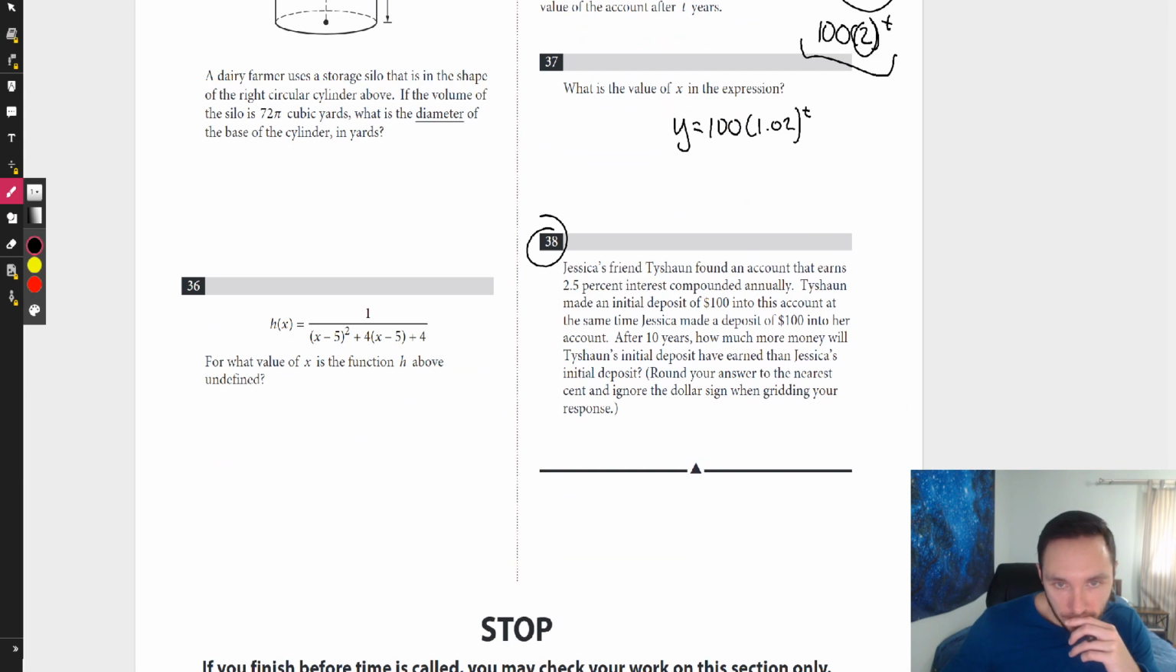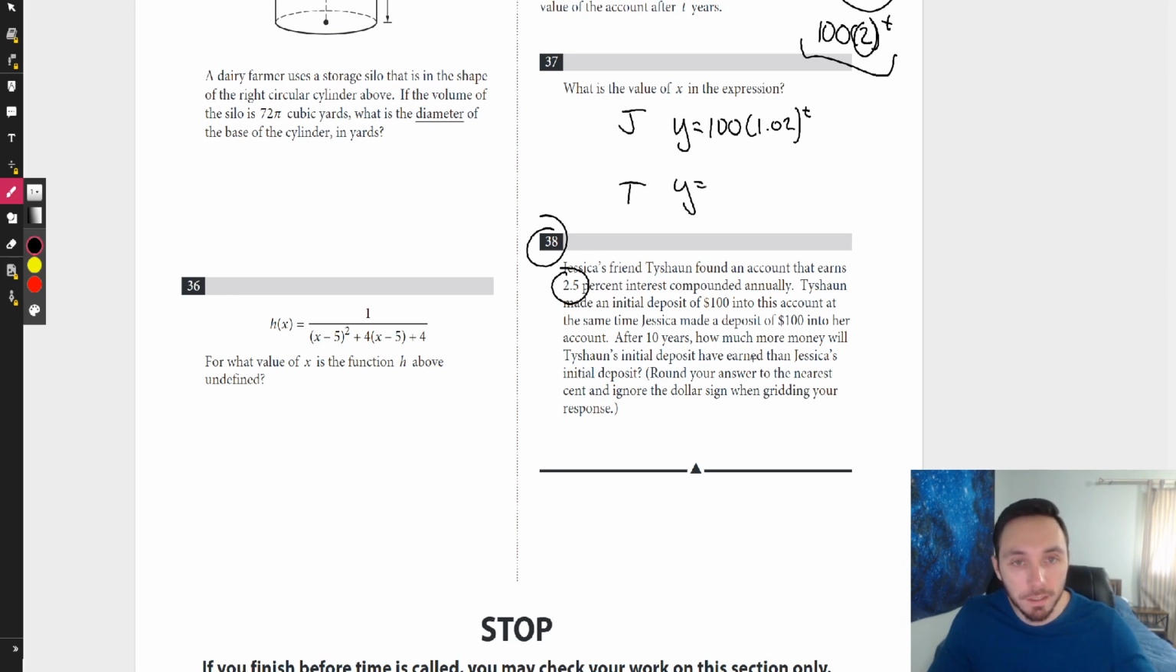Jessica's friend Tayshawn found an account that earns 2.5% interest compounded annually. Tayshawn made an initial deposit of $100 as well into this account at the same time Jessica made her $100 deposit. After 10 years, how much more money will Tayshawn's initial deposit have earned than Jessica's? Because what's going on here is that he gets more interest. So if this is Jessica's, Tayshawn's is going to be almost the same thing, but instead of 2% interest, it's 2.5% interest. So I'm comparing these two, and I'm finding how much more money, the difference between how much larger Tayshawn's amount of money is going to be versus Jessica's.